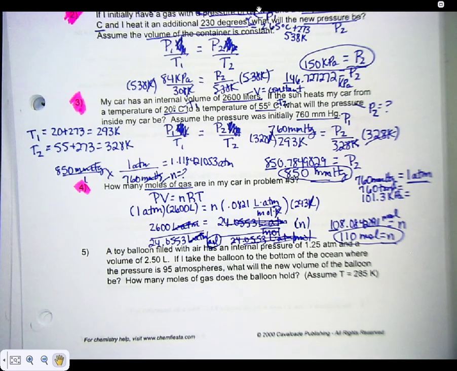You couldn't use an initial temperature and a final pressure. You have to use initial temperature, initial pressure, and initial volume, or use final volume, final pressure, final temperature.